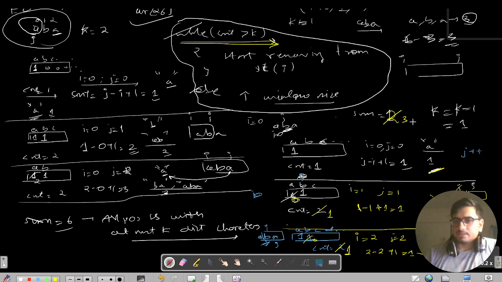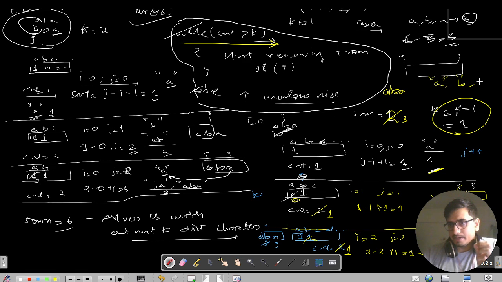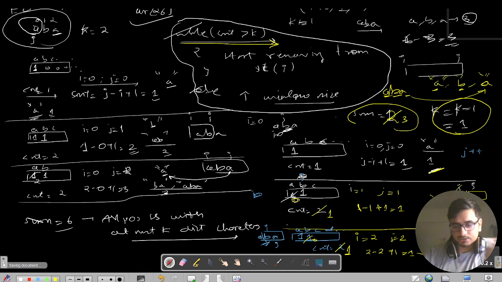You can also see manually here, for k equal to 1 and the string ABA, we need to find all possible substrings with at most one distinct character. So definitely all the possible substrings are nothing but A, B and A, right? This is the first A, this is the second character B, and the third character A, right? The total count is 3, which we are getting in this dry run. So we just have to implement this technique in our code.